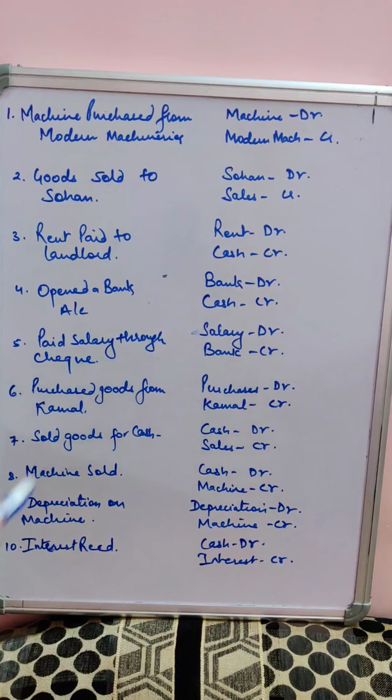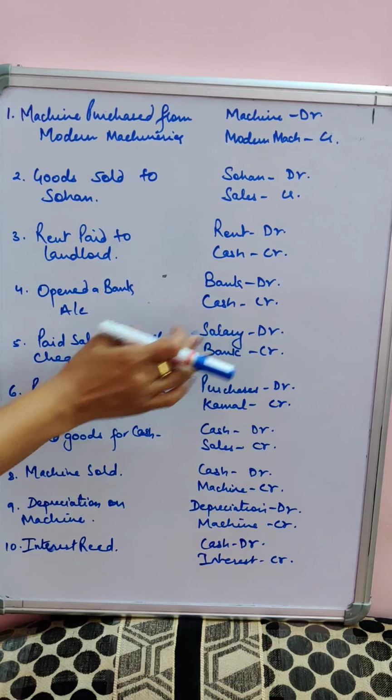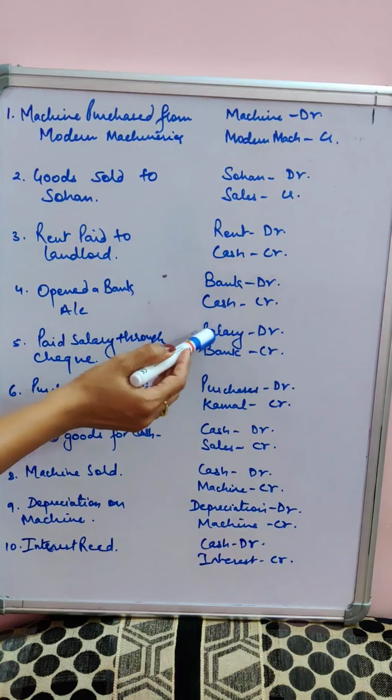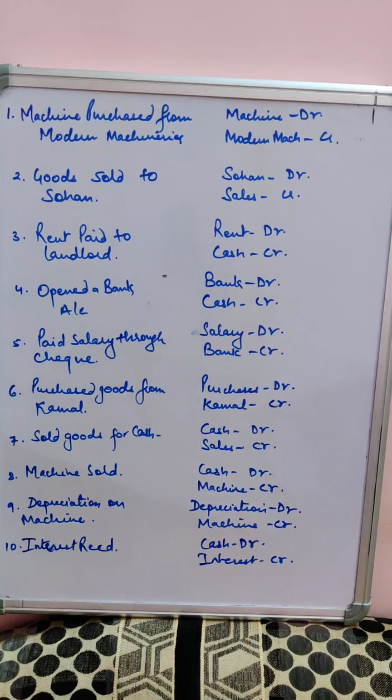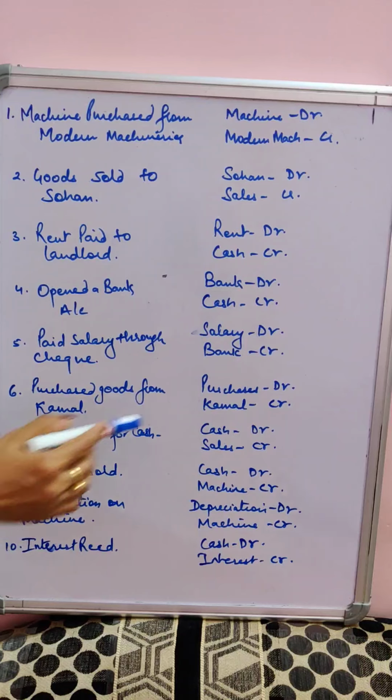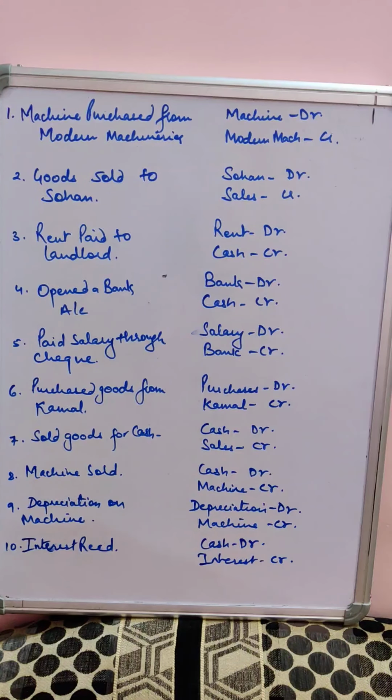Paid salary through check. Salary will again be part of your expense. Through check, it will be part of an asset, because you are going to pay that salary through the bank. So salary will be debited because of the increase in expense, and bank will be credited because of the decrease in asset. Purchase goods from Kamal. Again it is a credit transaction, so Kamal will be our creditor. Purchases is part of your expenses. Any increase in expense is debited, so we have debited purchases. Any increase in liability will be credited, so we have credited Kamal.